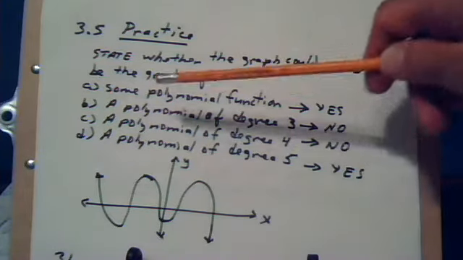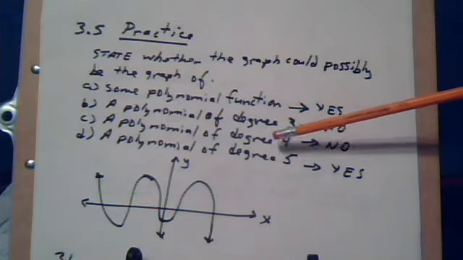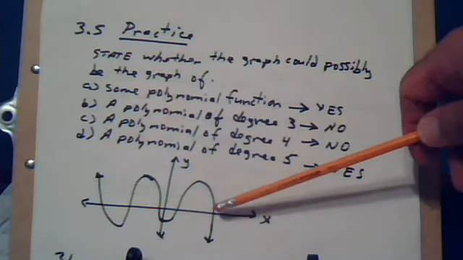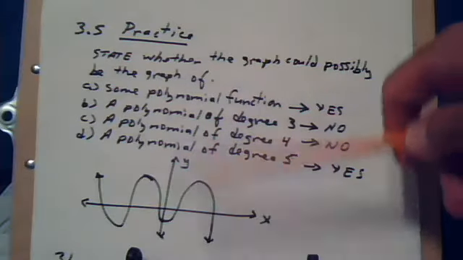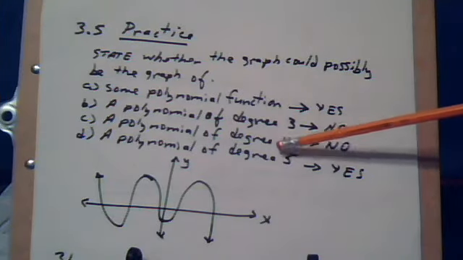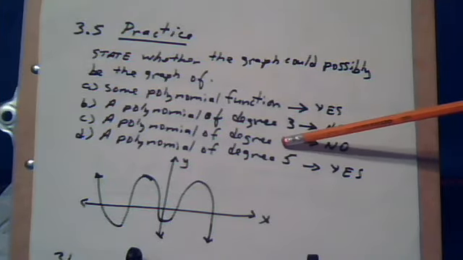Can this be a polynomial of degree 4? Well, right off the top it's no, because degree 4 polynomials should have the ends pointing in the same direction. So this one is disqualified right away.